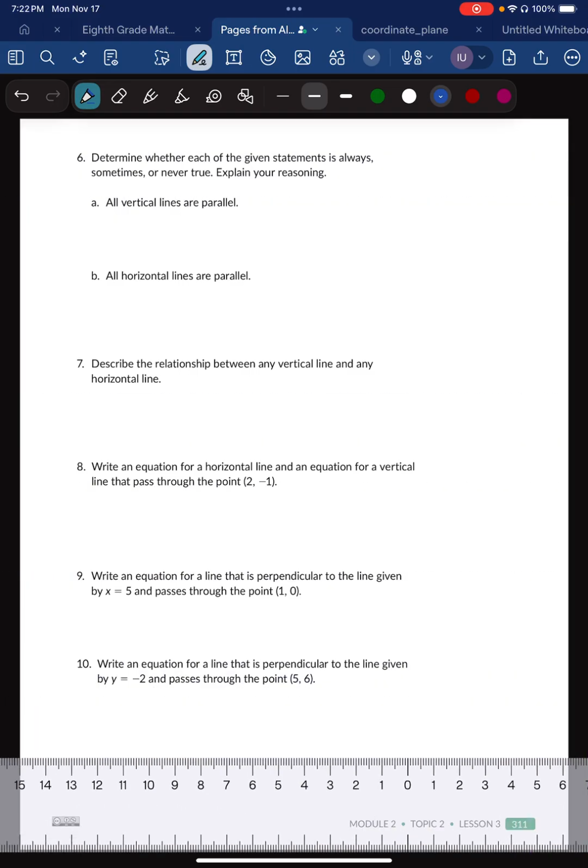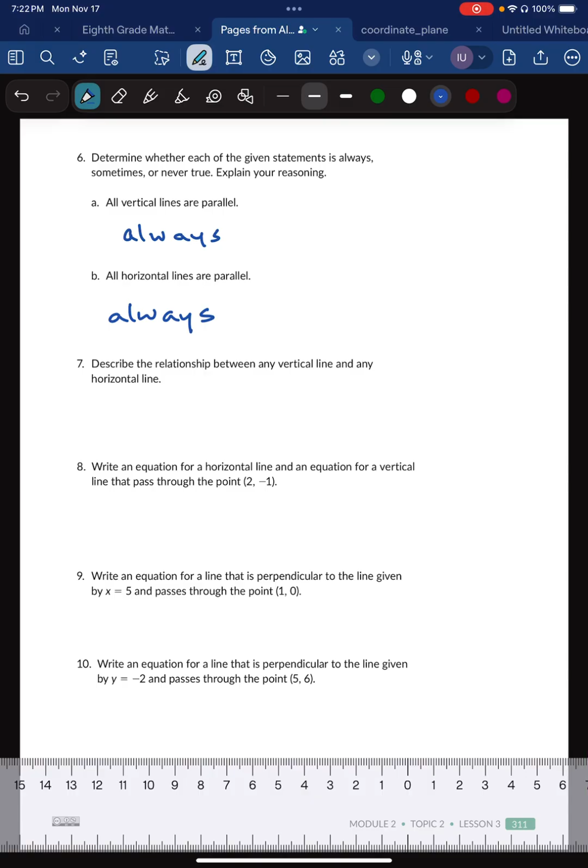Determine whether each of the given statements is always, sometimes, or never true. All vertical lines are parallel. So if a line is vertical, it's going to be parallel. So that is going to be always. All horizontal lines are parallel, always. Because if they're perfectly horizontal, or perfectly vertical, they are going to always be parallel.